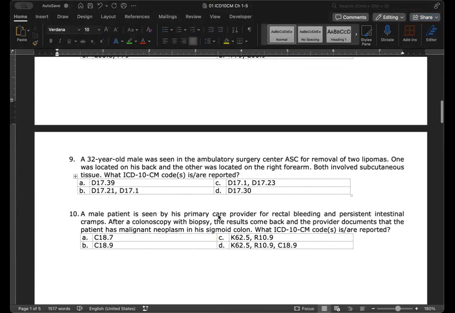Okay. Number 9. A 32-year-old male was seen in the ambulatory surgery center for the removal of 2 lipomas. One was located on his back and the other was located on the right forearm. Both involved the subcutaneous tissue. Okay, so let's go to lipoma.